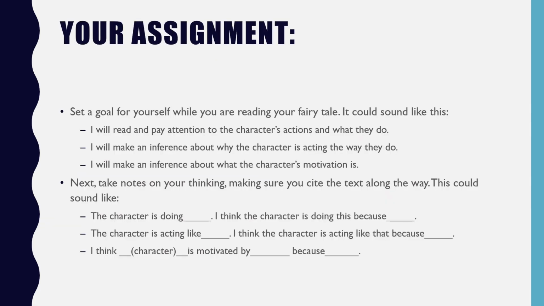So third graders, you are going to try this out yourself. As always, you are going to set a goal for yourself while you're reading your fairy tale. And today it sounds something like this. I will read and pay attention to the character's actions and what they do. I will make an inference about why my character is acting the way they do. I will make an inference about what the character's motivation is. And then, of course, you're going to take notes on your thinking.